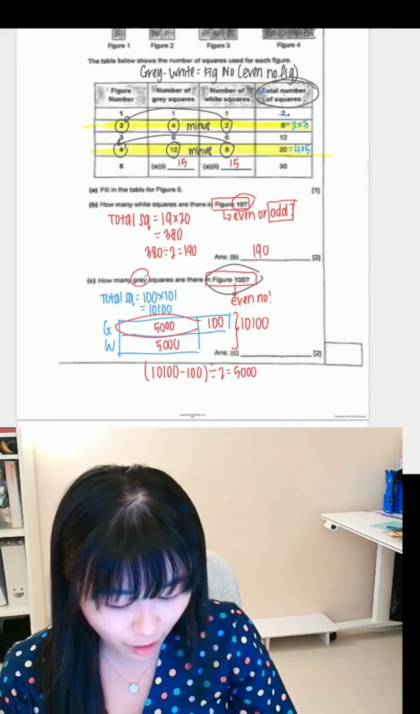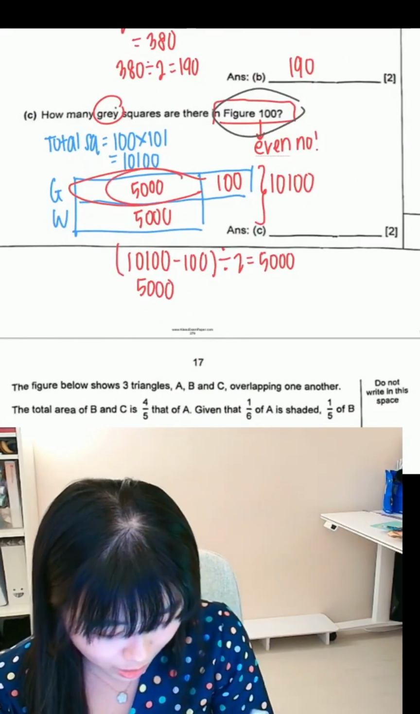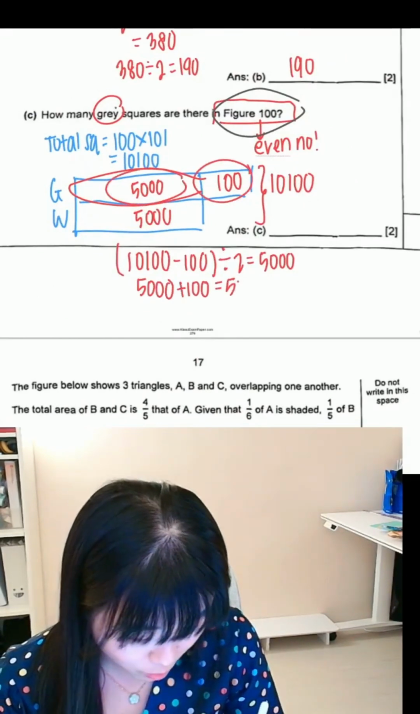Lastly, to find the grey, you just need to take 5,000, this one, plus the 100, and you get 5100. Okay?